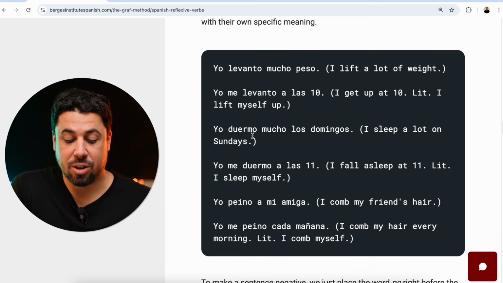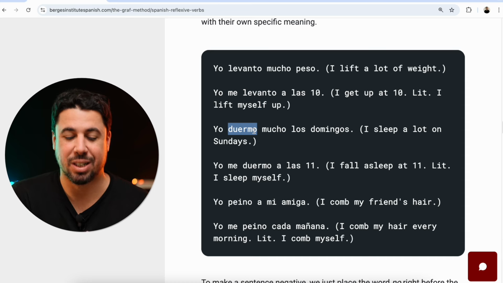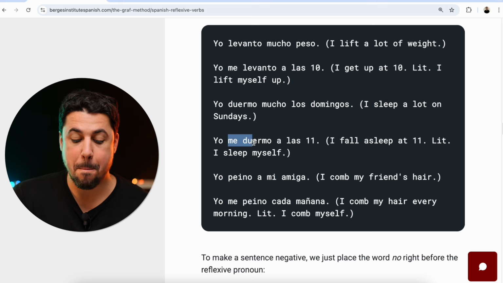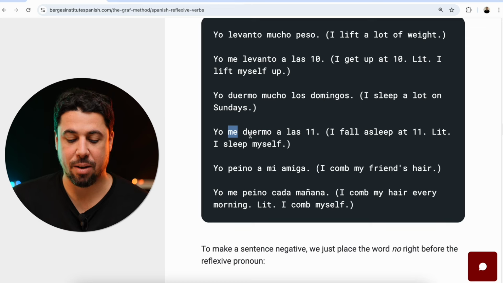I sleep a lot on Sundays. Yo duermo mucho los domingos. We are using dormir, which means to sleep. But I fall asleep at 11. Yo me duermo a las 11. This me makes a huge difference. I fall asleep at 11.